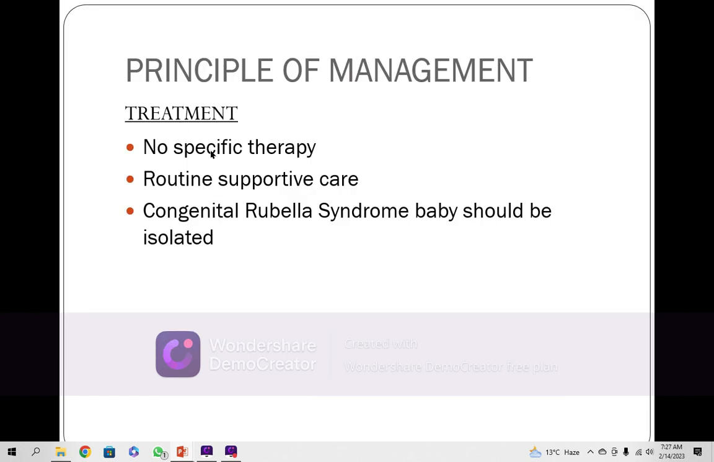The principle of management: there is no specific treatment or surgery. Again, in the newborn, it is routine supportive care. Remember to keep a careful eye on the respiratory tract, because it can lead to what I have already said, that is bronchopneumonia and interstitial pneumonias. For congenital rubella syndrome, the baby should be isolated, because the baby can infect others in the nursery and possibly transmit the infection.